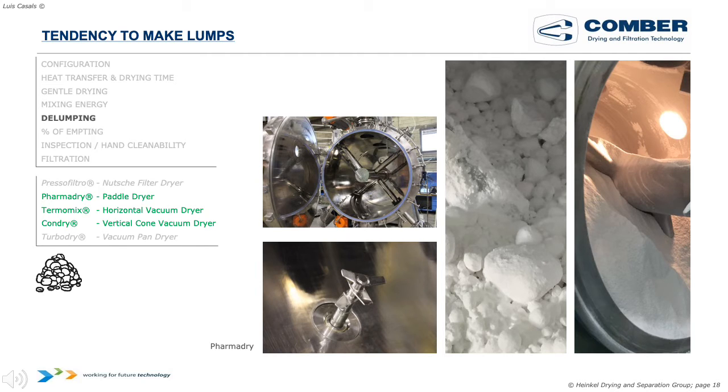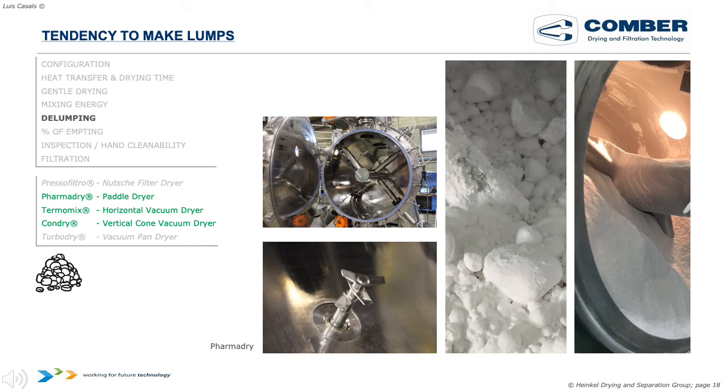In the fifth concept, we will deal with the tendency to make lumps. We know that from time to time, a few products have the tendency to make lumps. A lump itself is not a problem. The problem is that inside the lump remains some entrapped moisture that cannot be removed. Also, such lumps are not easy to mill.